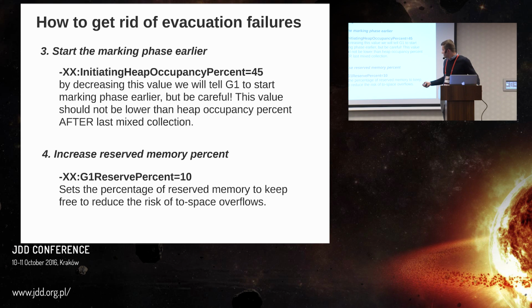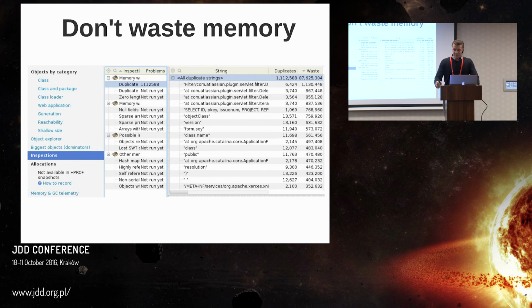Another thing, and okay, not the last one, but you can increase the reserved memory percentage. This is creating something that is called a fake ceiling. So G1 will think that this memory does not exist for it, and it will use it only in those extreme cases when the evacuation failure is supposed to happen. Then it will use this memory like a safe buffer. And this will be the last thing that you can do to help your garbage collector.